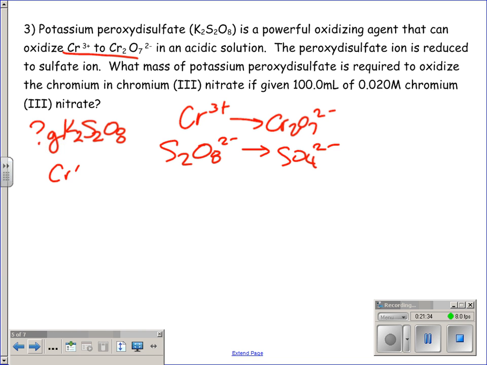The question: what mass of potassium peroxydisulfate is required to oxidize the chromium in chromium-3 nitrate, if given 100 mL of 0.020 molar? The chromium-3 nitrate itself technically doesn't matter, but since it's asking for grams, I like to make sure we use the whole thing, just in case you ever do have to include that nitrate mass into something.